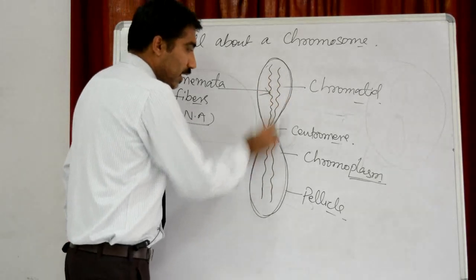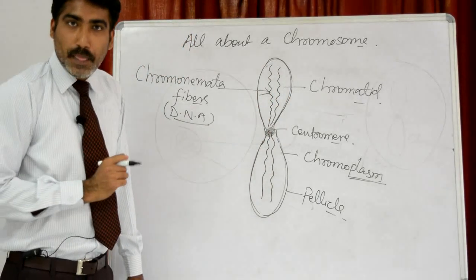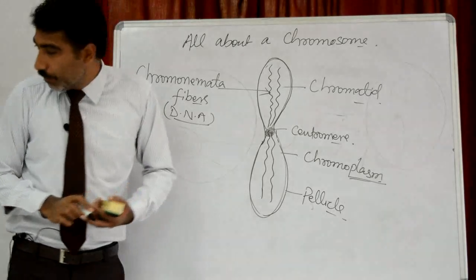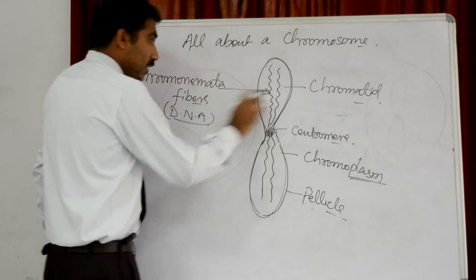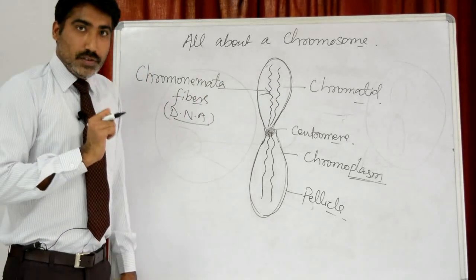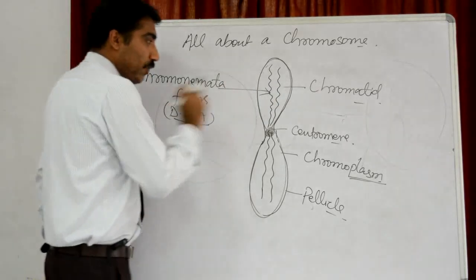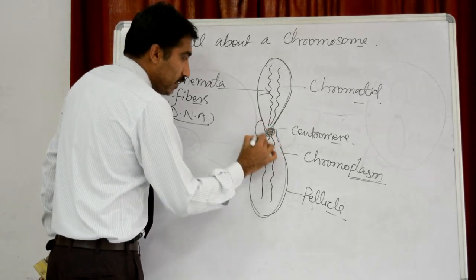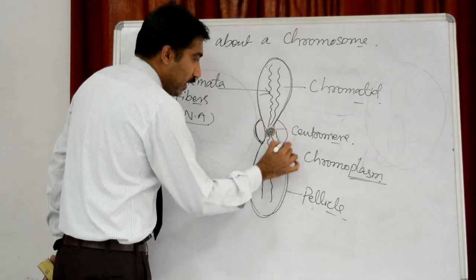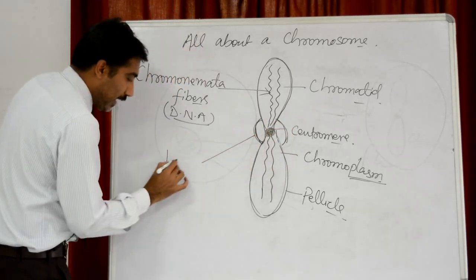These fibers remain present inside the chromosomes. Okay, so these are the chromosome fibers which are known as chromonemata. Apart from the chromonemata, around the centromere there is a proteinaceous structure which is known as kinetochore.